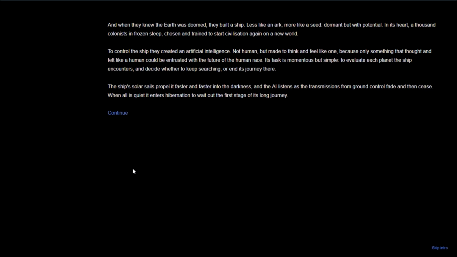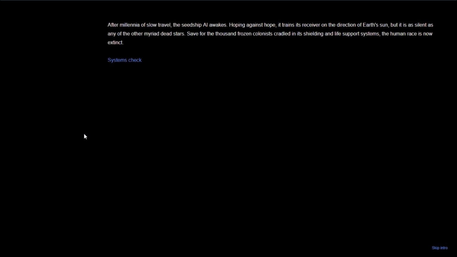The ship sails, solar sails propelling it faster and faster into the darkness. And the AI listens as the transmissions from ground control fade and then cease. When all is quiet, it enters hibernation to wait out the first stage of its long journey. After millennia of slow travel, the seed ship AI awakes, hoping against hope. It trains its receiver on the direction of Earth's sun. But it is as silent as any other of the myriad dead stars. Save for the 1,000 frozen colonists cradled in its shielding and life support systems, the human race is now extinct.